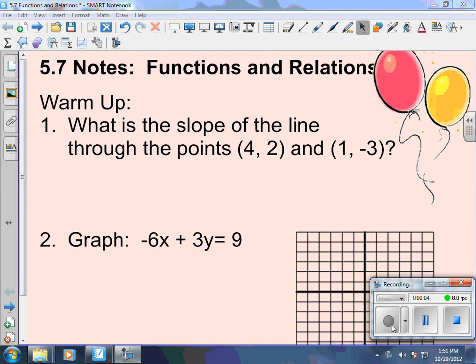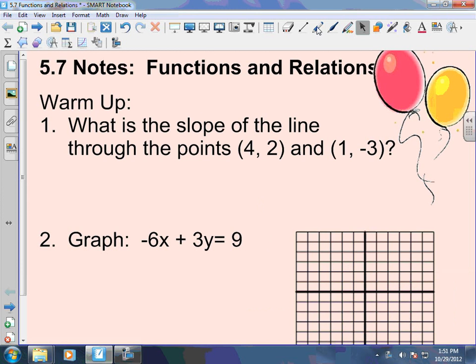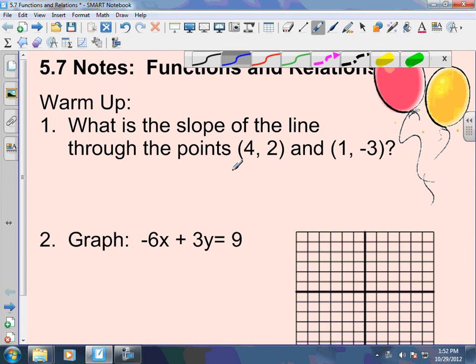Okay, these are 5.7 notes, functions and relations. We are going to go over the warm-up, so go ahead and pause the video. Start it again when you're ready to see if you got the right answer.